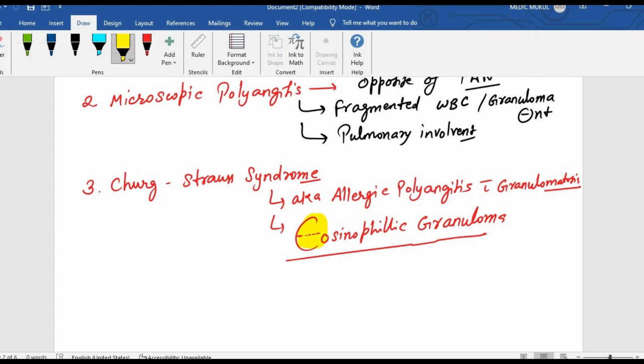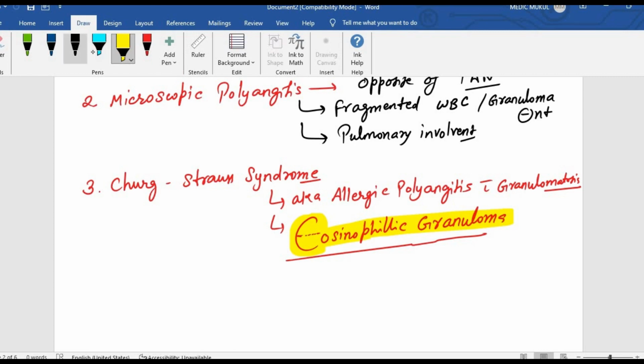Okay, because in the end we need to solve the Krok questions just by the keyword also, because sometimes they will not give you a complete history, a complete diagnosis, or a complete lab test report. They will not write everything. So we need to find the answers with the help of keywords. We will have the eosinophilic granuloma in this condition.